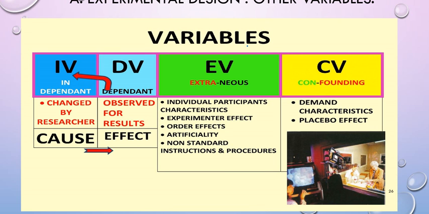There are other variables you have read in your books. I want you to understand that the independent is changed by the researcher, the dependent is observed for the results, but we have the extraneous variables and the confounding variables which we try to avoid in an experimental situation and we cannot avoid in the observational and qualitative designs. So what are the extraneous variables? The extraneous variables are the participants' individual characteristics.